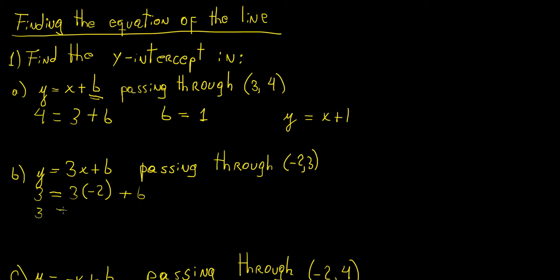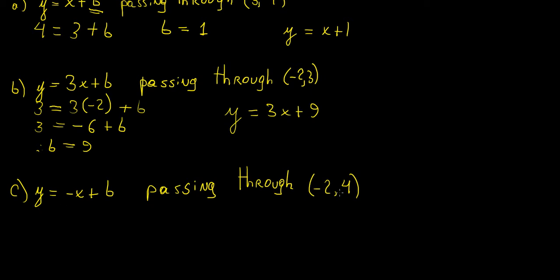So now we have 3 equals minus 6 plus b. And now if we rearrange the equation, we find that b is going to be equal to 3 plus 6, which is 9. And so the equation of the line becomes y equals 3x plus 9. And you can always check by just substituting the values into the equation again.